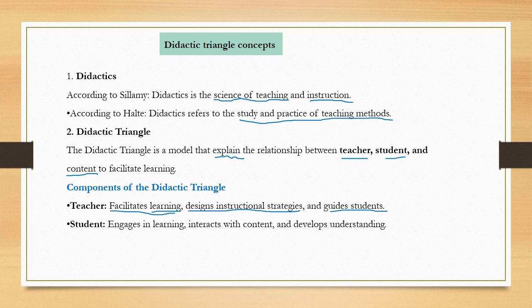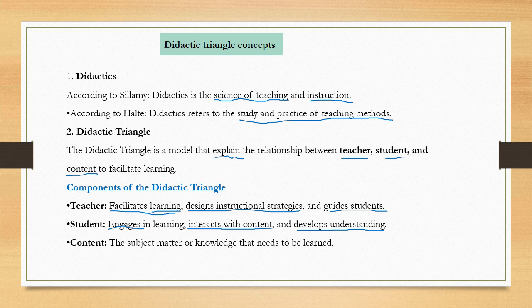Another component is the student. Who is the student? The one who will learn. The student engages in learning, interacts with the content and the other learning materials, and has to develop understanding, which is the main objective of learning. Learning takes place when someone displays changes. When a student did not develop understanding, can we conclude that this student has learned? No. So the student in the didactic triangle has the function of learning.